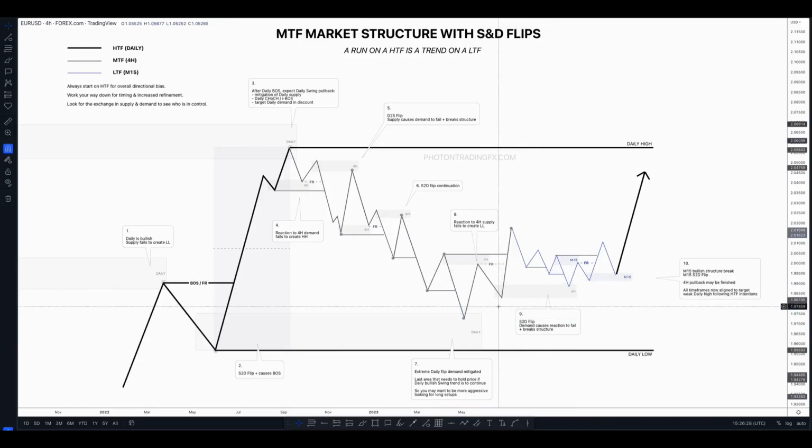It's just another way of being aware of what's going on there and seeing that battle. So without further ado, let's hop on the charts and let's take a look at some real examples.